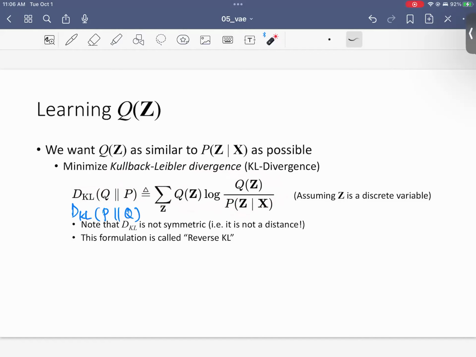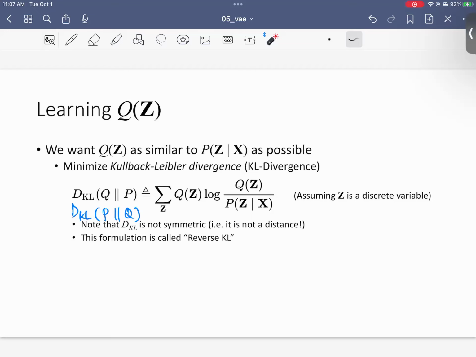When KL divergence is 0, that means these two distributions are exactly the same. KL divergence cannot be negative. It's either 0 or positive, right? A positive value means that these two distributions are different. Only when these two distributions are identical will your KL divergence be 0. So we want to tune or optimize Q so that KL divergence becomes 0. That's our objective, right? So far, so good.